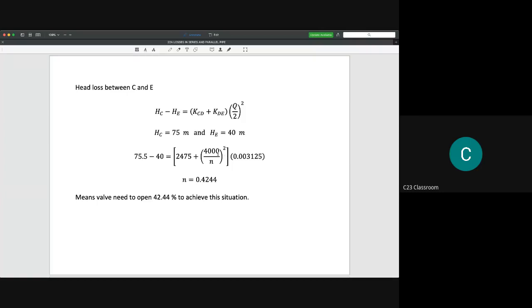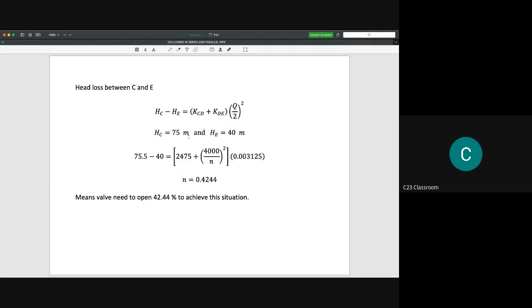So then we develop an equation between point C and point E. We have the losses: HC minus HE, where H means the height, is equal to the losses of CD plus DE, and the flow rate at point F there is equal to 1/2 Q. So we write it as (Q/2) to the power of 2 here.